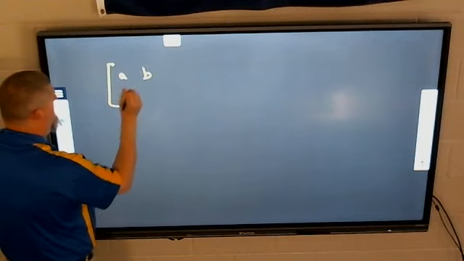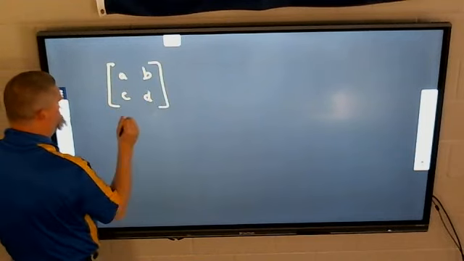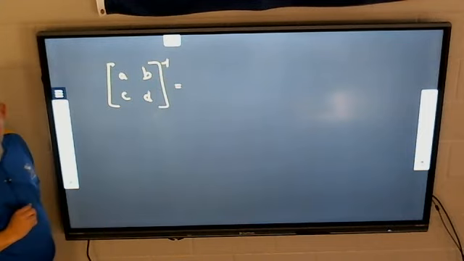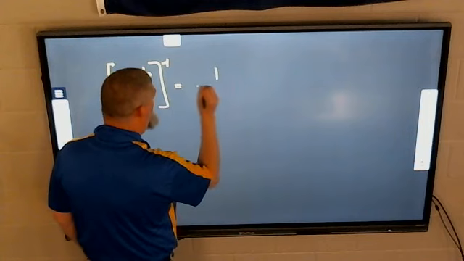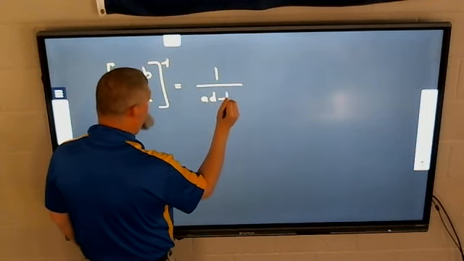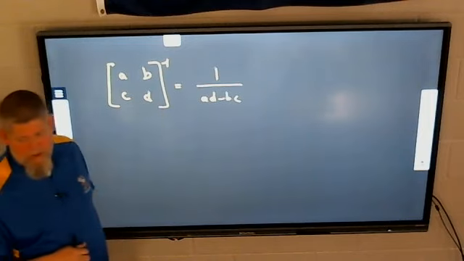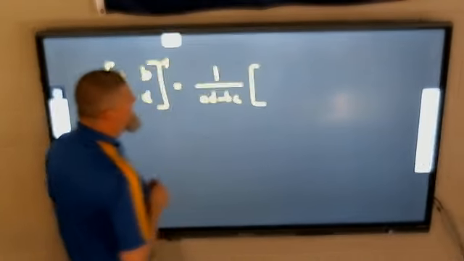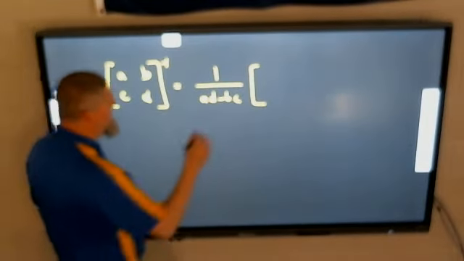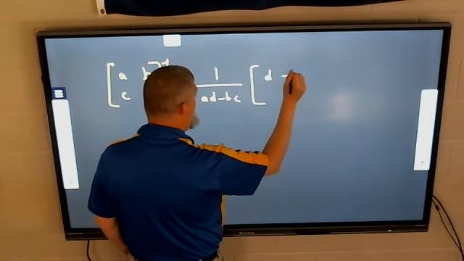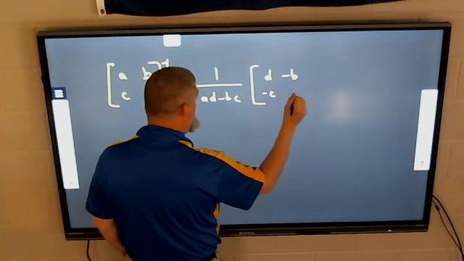Here we go. A, B, C, D. Its inverse is going to be equal to 1 over AD minus BC, which happens to be what? What's AD minus BC? That's just your determinant. So it's 1 divided by the determinant times D, negative B, negative C, A. And there's your formula.